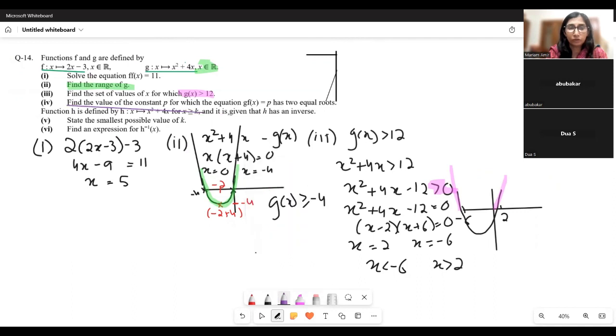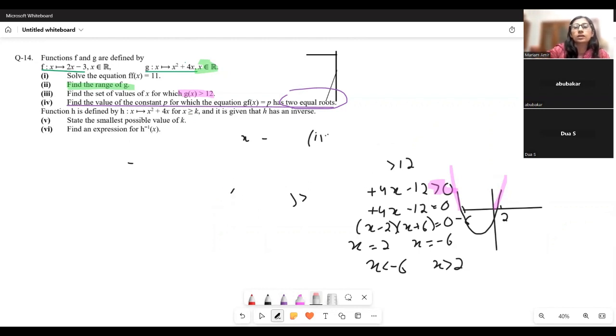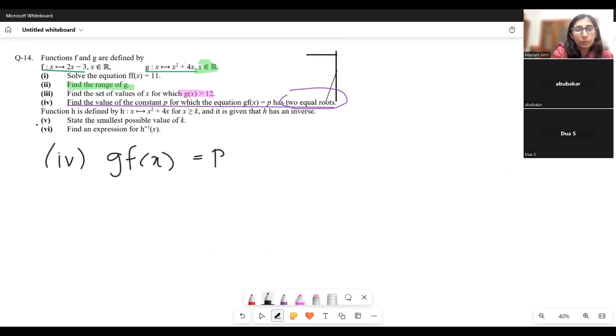Find the value of the constant p for which the equation g(f(x)) equals p has two equal roots. When are there two equal roots? When the discriminant equals 0. What is the discriminant? b squared minus 4ac. Yes, discriminant is equal to 0. So let's form the composite function g(f(x)) and then equate it to p. What is going to be g(f(x))?